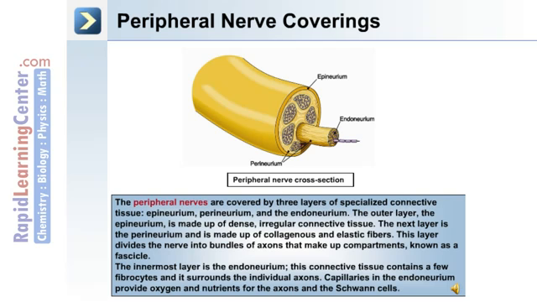The next layer is the perineurium. It's made up of collagenous and elastic fibers. This layer divides the nerve into bundles of axons that make up compartments known as a fascicle. On the innermost layer is the endoneurium. This connective tissue contains a few fibrocytes and it surrounds the individual axons. Capillaries in the endoneurium provide oxygen and nutrients for the axons and the Schwann cells.